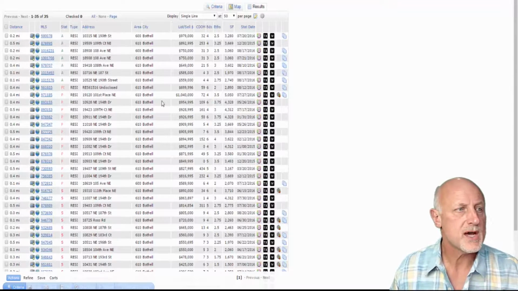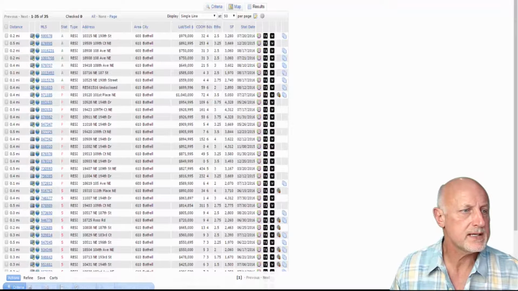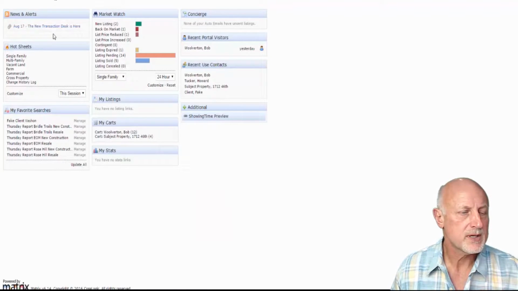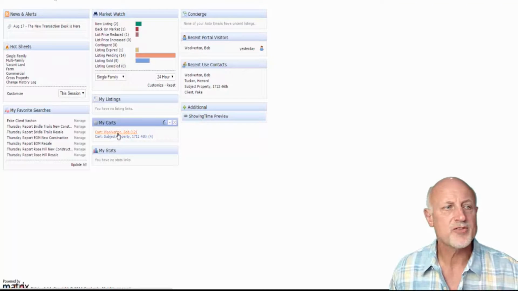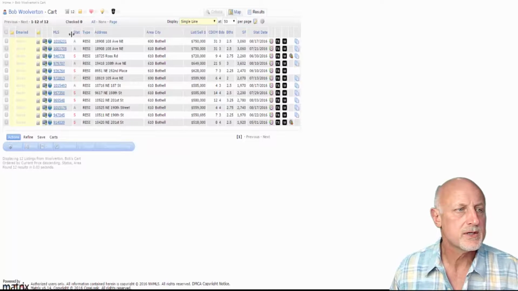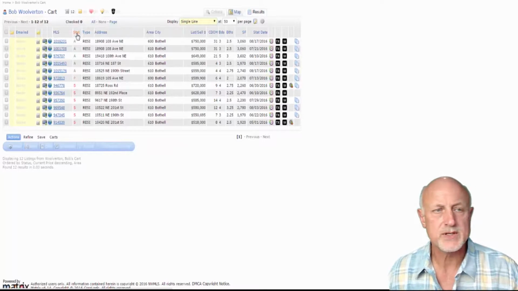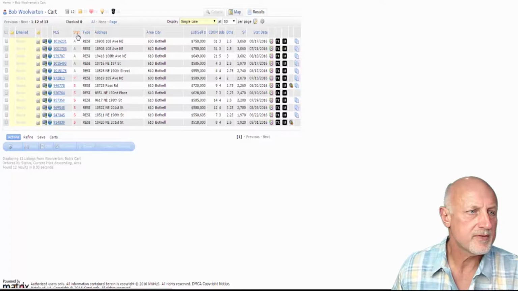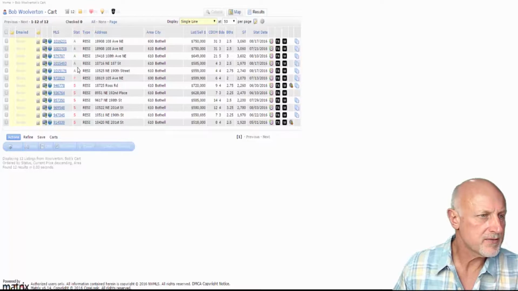So in the interest of time, I'm going to basically have already done that, and I'm going to bring up now where I've narrowed it down to 12 properties that are very similar to our subject property. I'm going to sort them by status. So here we have 3 that are active, 1 that's pending, and several that are sold.